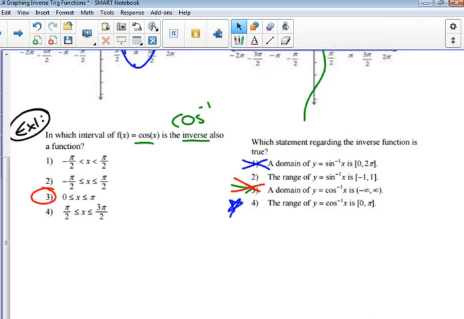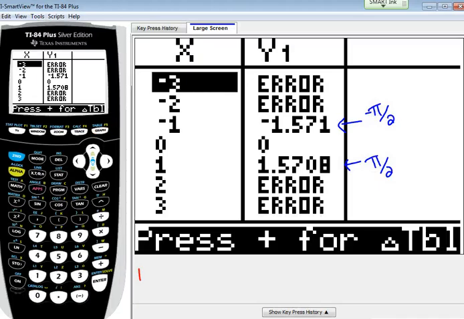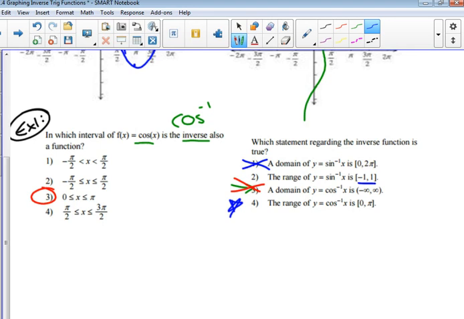The range is -1 to +1. Let's check that out. What do you guys think about that? No, I mean, it's got more than that. It goes to -1.57 or +1.57. Or they could have done from negative pi over 2 to positive pi over 2. It doesn't just go to -1 to +1, so it can't be that one either. So it has to be choice 4.